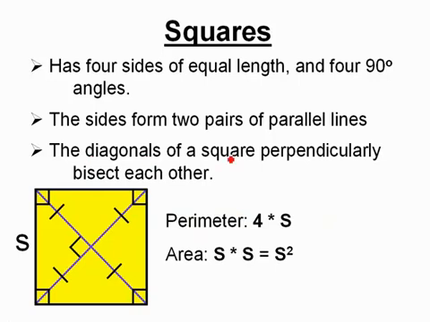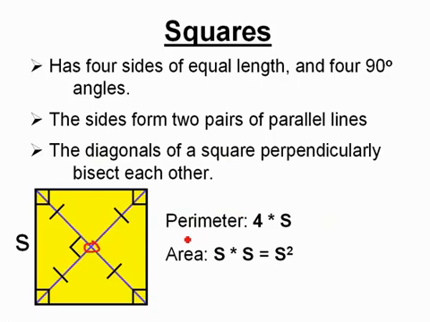And the diagonals of a square perpendicularly bisect each other. So you'll see that the diagonals in blue hit at 90 degrees and they perpendicularly bisect each other. So they're all halfway when they intersect over here.